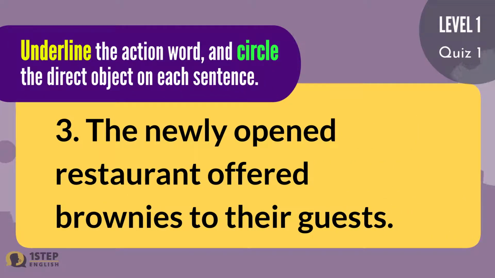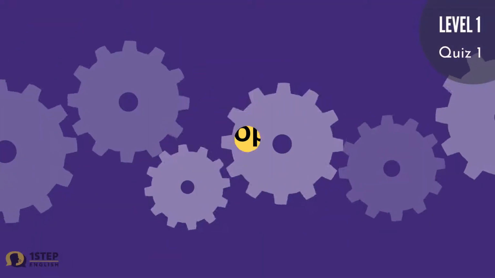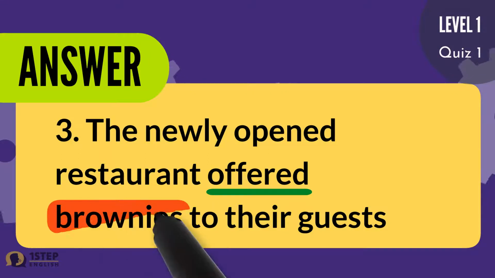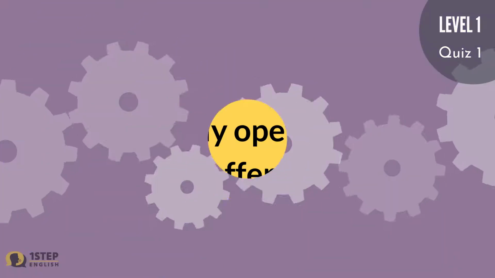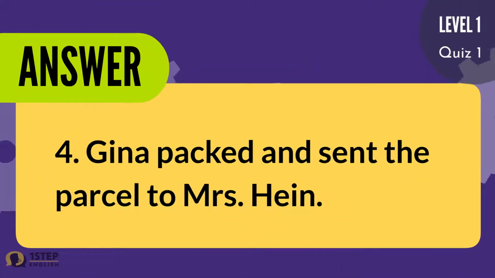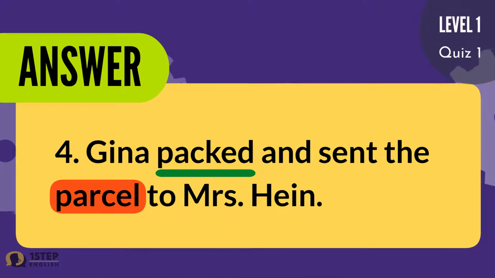Number 3. The newly opened restaurant offered brownies to their guests. Offered is the action word. Brownies is the direct object. Number 4. Gina packed and sent the parcel to Mrs. Hein. Packed is the action word. Parcel is the direct object.